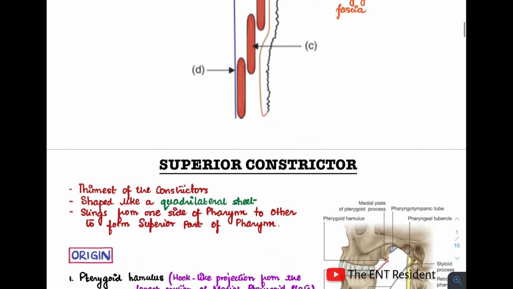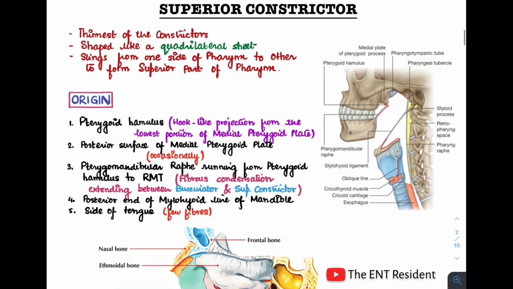Now let's head over to the constrictor muscles. The first muscle we'll be talking about is the superior constrictor. The superior constrictor is the thinnest of all of the 3 constrictor muscles. It is shaped like a quadrilateral sheet. It slinks from one side of the pharynx to the other to form the superior most part of the pharynx. So this is basically the superior most muscle that lies in the pharyngeal wall. Now, for all the muscles, we'll be talking about their origin, their insertion, their nerve supply and the action of that particular muscle.